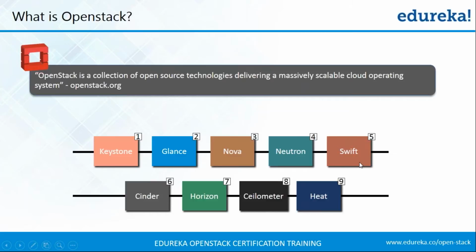You have Swift for object storage, Cinder for block storage, and Horizon, which is your dashboard, which helps you easily provision instances for all your application developers and manage your infrastructure as a whole. You have Ceilometer, which is used for metering or billing purposes and keeps track of the uptime of different instances. And then you have Heat, which is used for orchestration. We'll be learning more about OpenStack and how to set up your cloud infrastructure in a while.